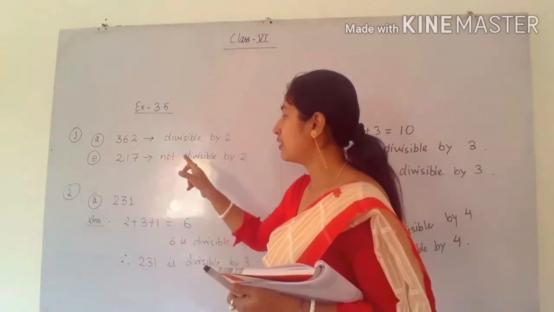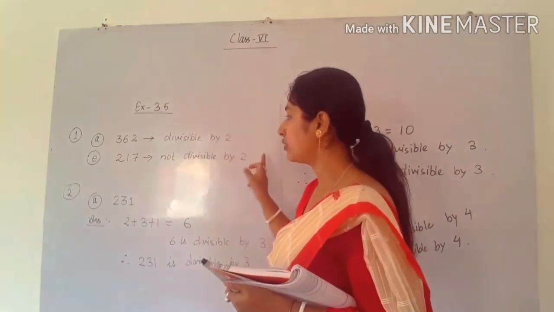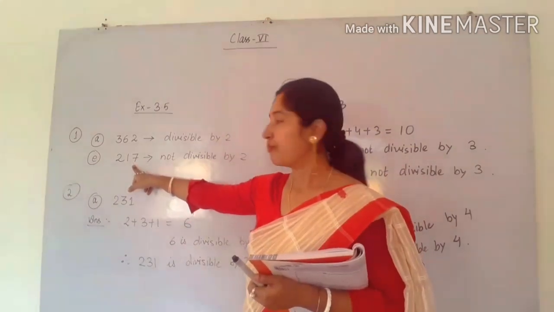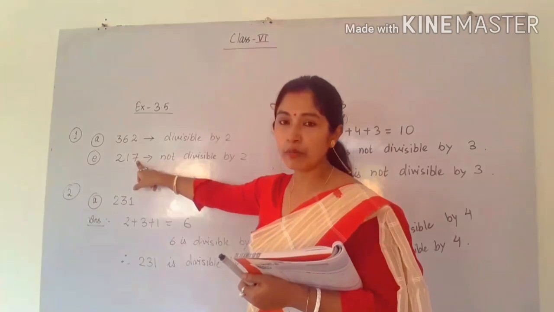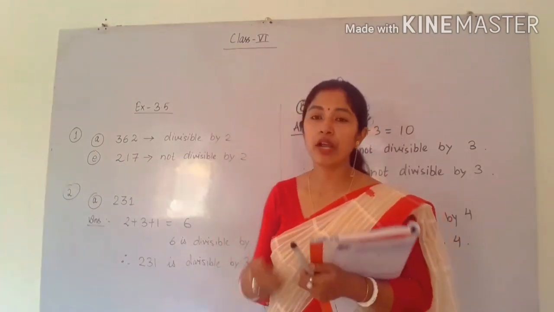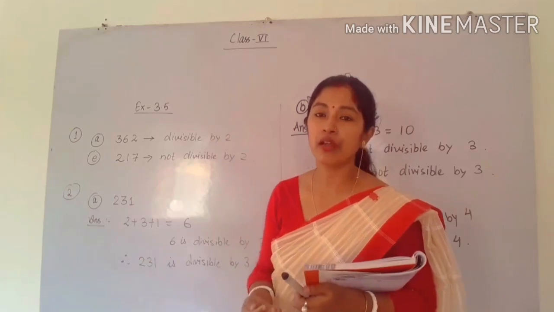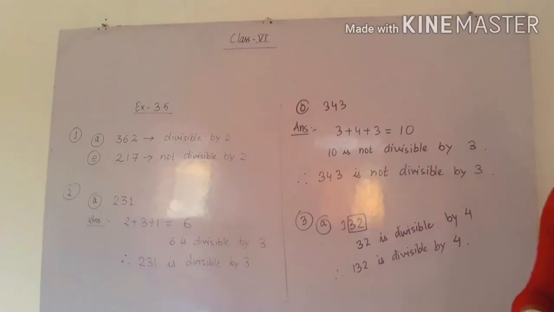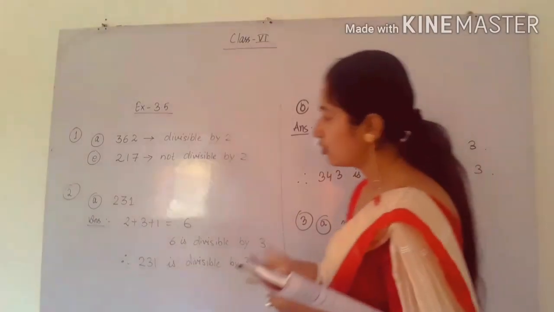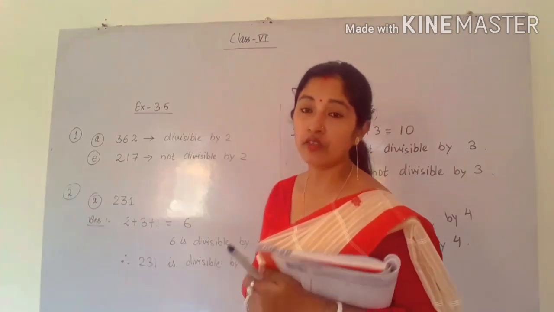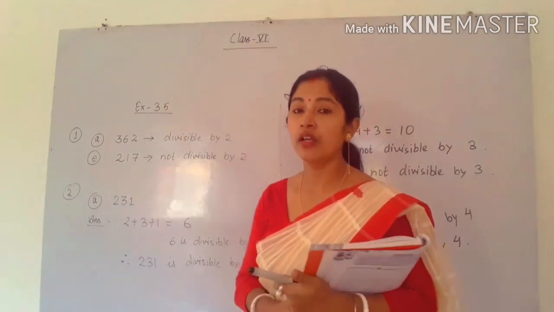Next is E, 217. It is not divisible by 2 since in the ones place it is 7. Okay. So 7 is not divisible by 2, so 217 is also not divisible by 2. You can also say multiple: if the ones place is a multiple of 2, then the whole number is also divisible by 2. Next, question number 2, you have to check the divisibility test for 3.